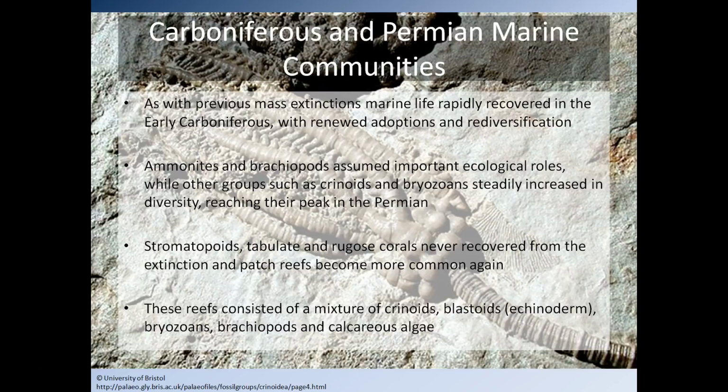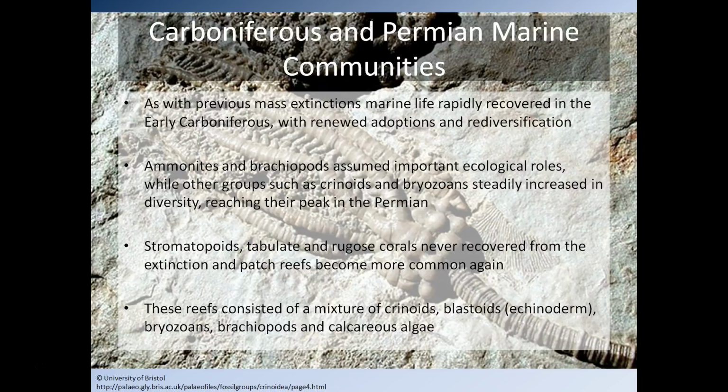So the crinoids, essentially this organism we see behind, we've seen them in previous pictures, like most organisms, they take a bit of a beating at the end of the Devonian, but as we head into the Carboniferous and the Permian, their numbers recover and they rediversify. The same goes for the bryozoans.